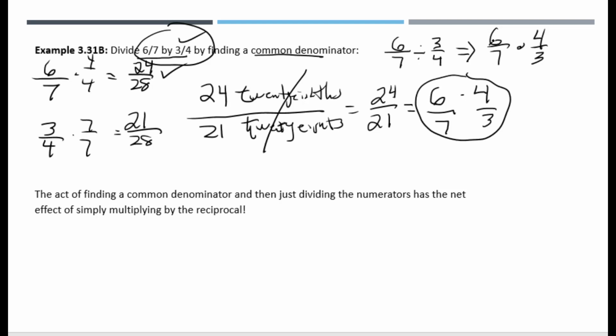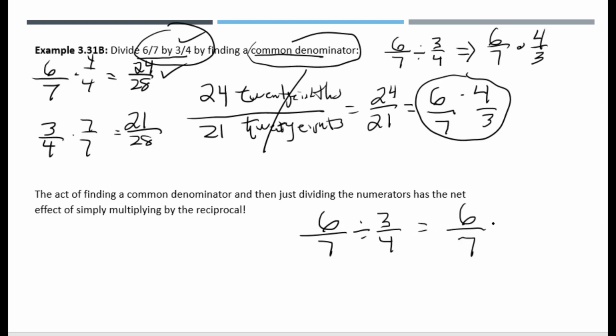Which shows you that instead of dividing by finding a common denominator, what we can simply do for 6/7 divided by 3/4 or whatever is to simply leave the 6/7 alone and use the reciprocal of the second number and then just multiply straight across.